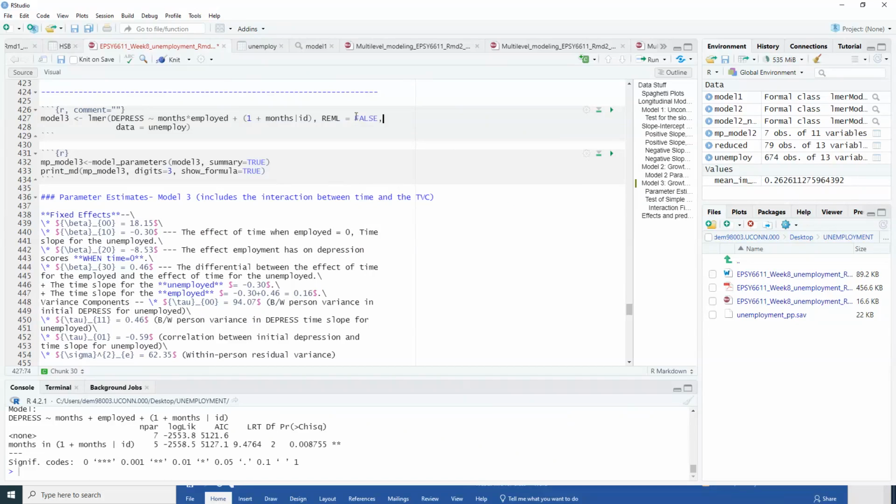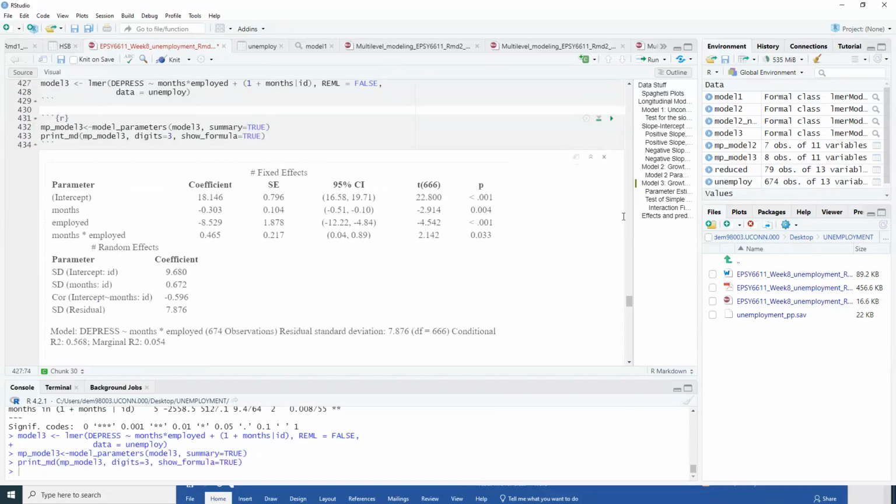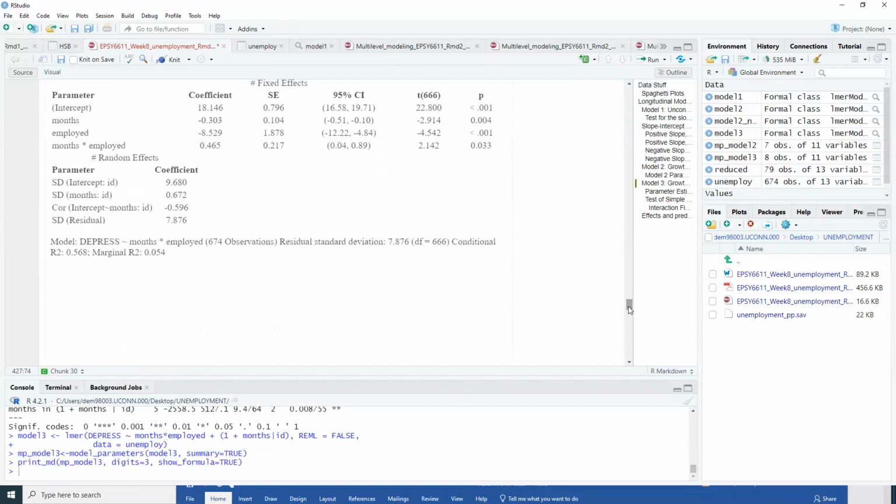Okay, so let's run model 3, and I think most importantly, we want to make sure that we can interpret model 3 parameters. So let's make sure that we can interpret our fixed effect parameters here. Our intercept is 18.15, right? And so this is the predicted depression score for somebody who's unemployed at the start of the study. And then our months is negative 0.303, and our employed is negative 8.53.